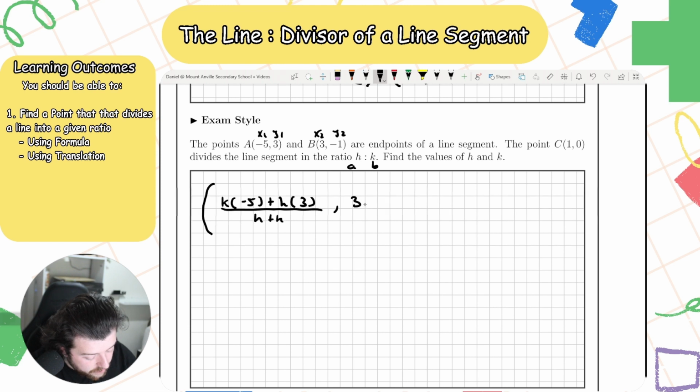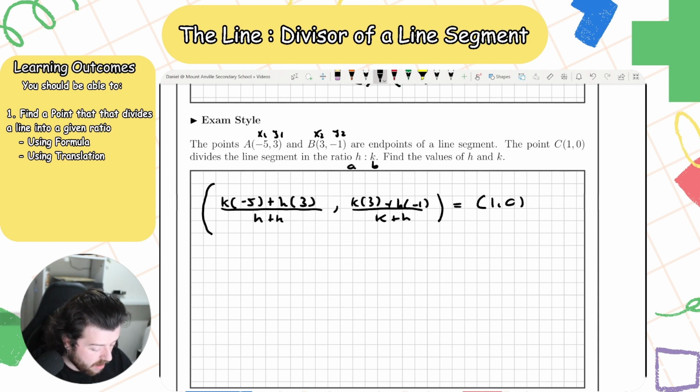That's my x coordinate. Then I have here 3k plus h times minus 1 all over k plus h. And that is equal to my dividing point (1, 0). So again, I only really need to choose one point here. So I'm going to choose my y coordinate because this is 0. So this is going to make cross multiplying very easy. So I have 3k minus h all over h plus k is equal to 0.